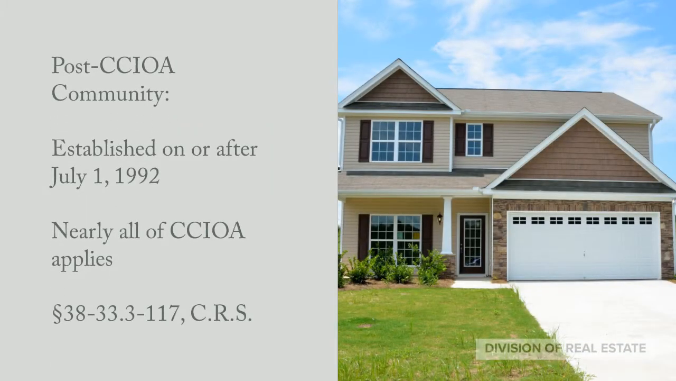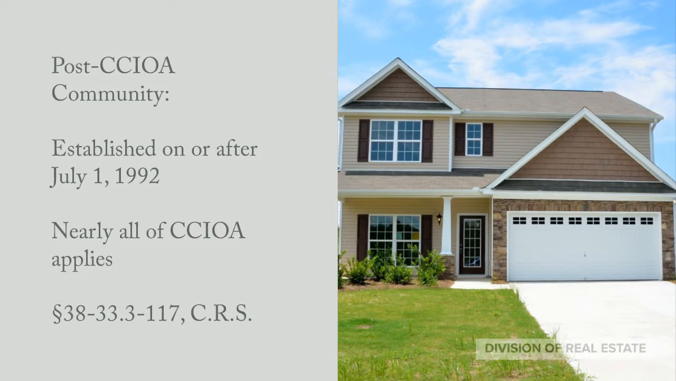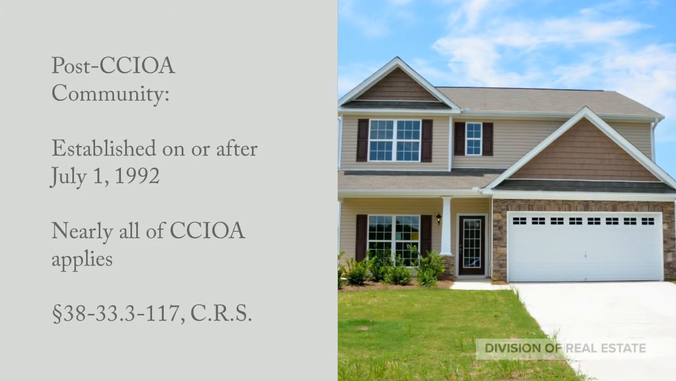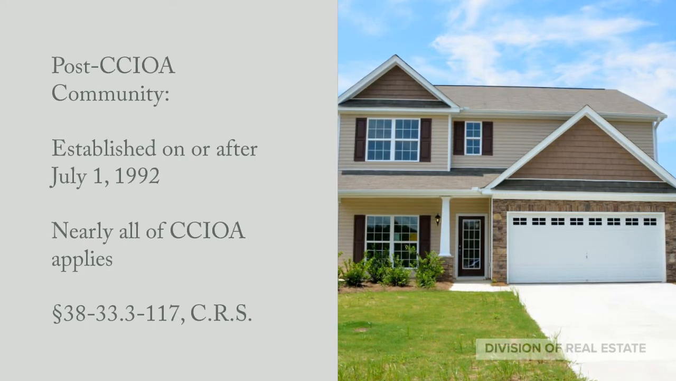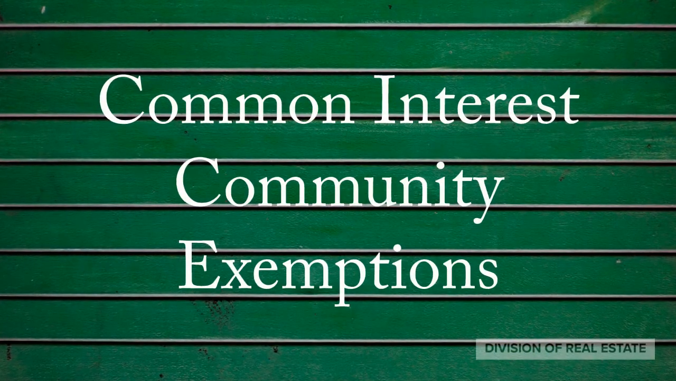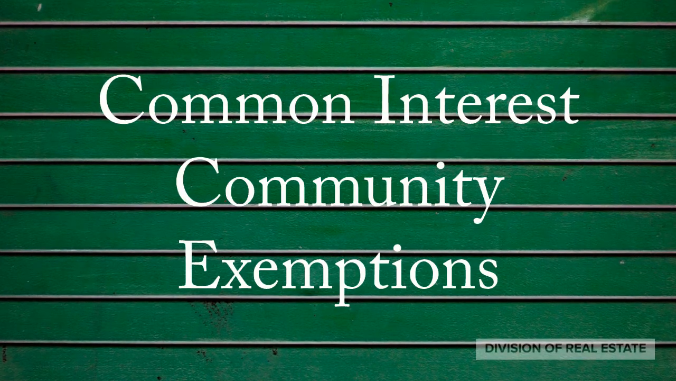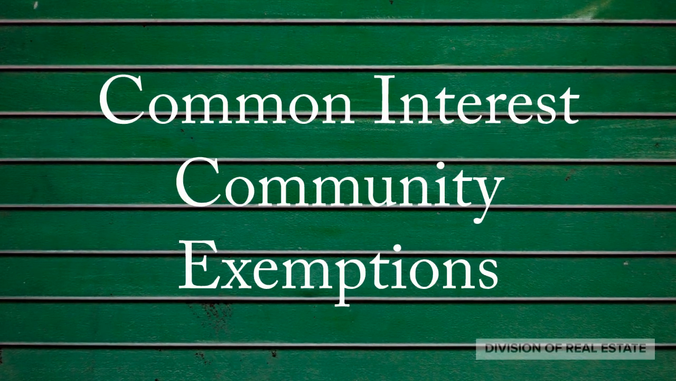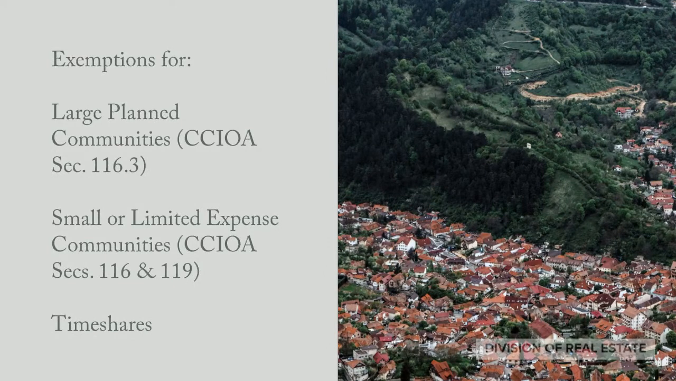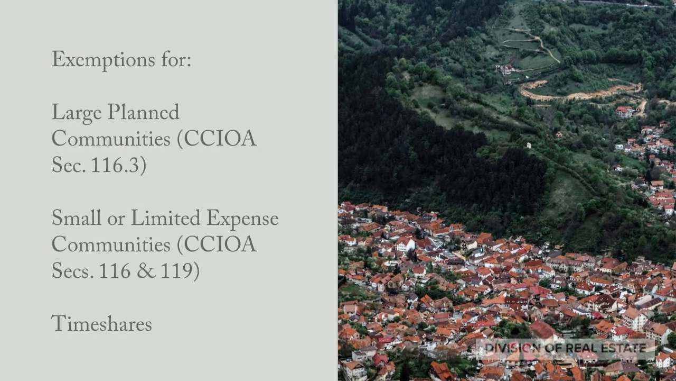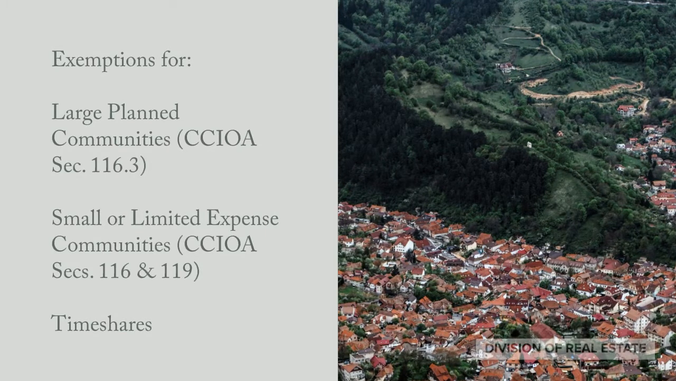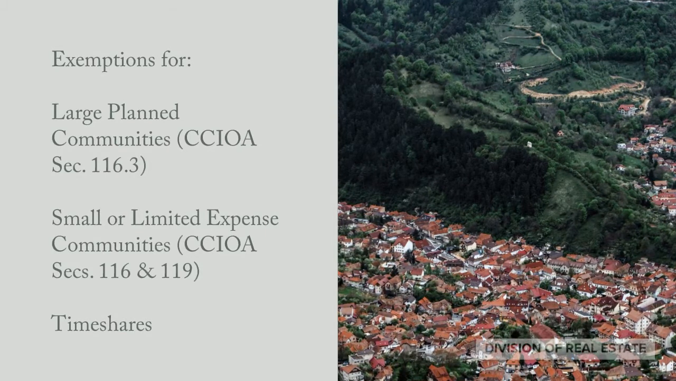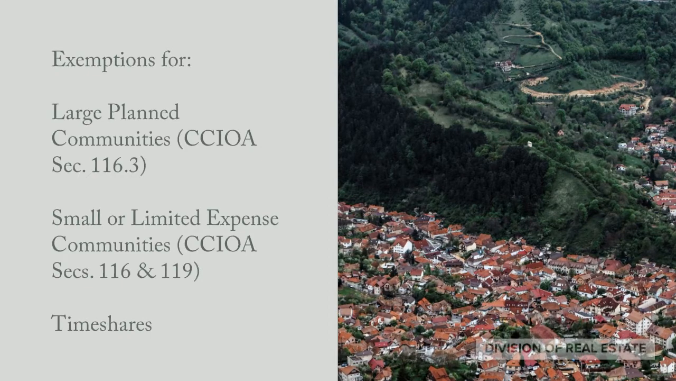For a post-Kiowa community, the Kiowa Law applies to all new common interest communities created within Colorado on or after July 1, 1992. Most of the Kiowa Law, with a few exceptions, applies to these communities. Common interest community exemptions. There are also some exemptions in the Kiowa Law for certain CICs. Some of the exemptions in the Kiowa Law apply to large planned communities and also small or limited expense communities, as well as numerous exemptions throughout the law for timeshares.